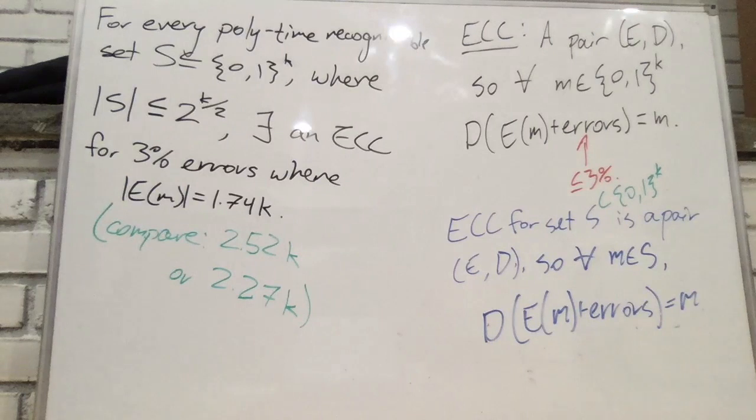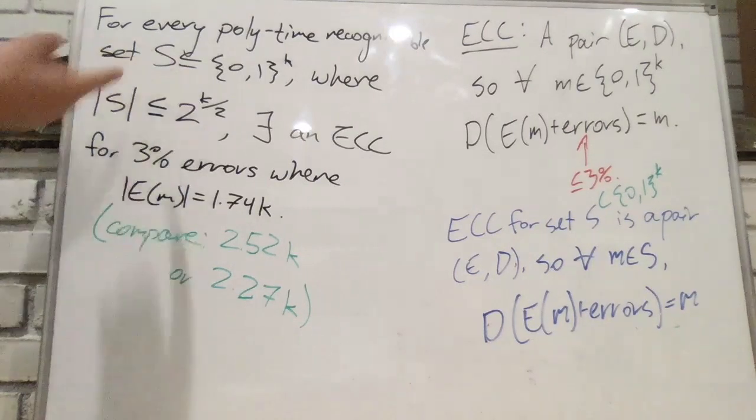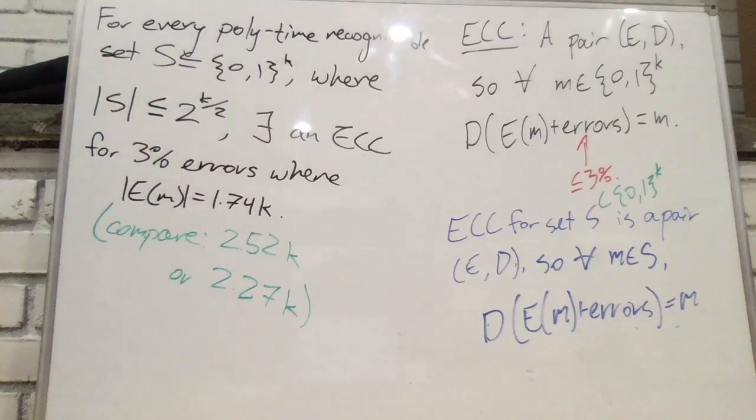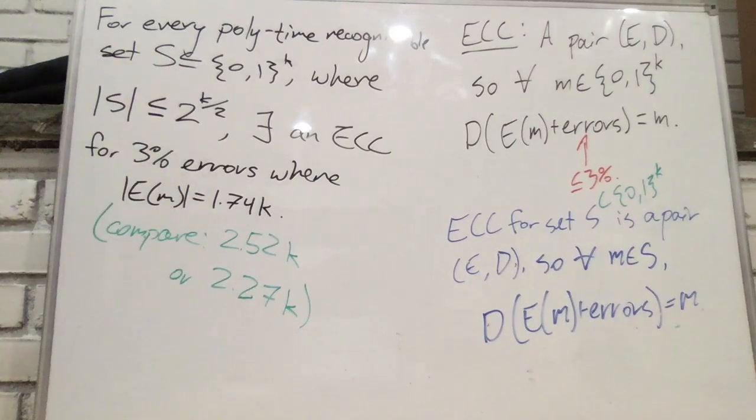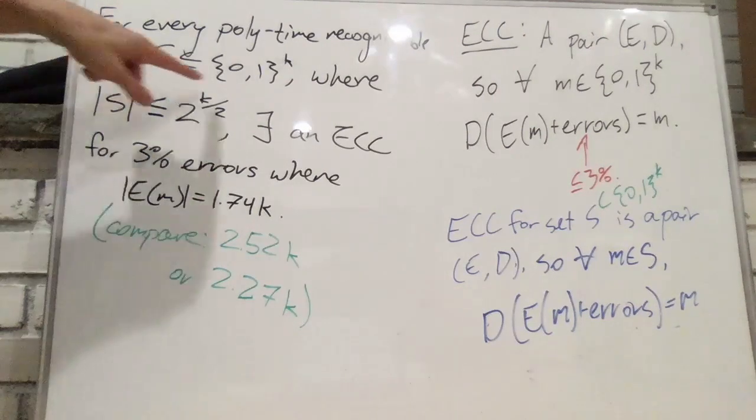It's telling us that for every polynomial time recognizable set S, where S is small enough, there's an error correcting code for up to 3% errors where the size of the encoding is 1.74K. And in a second, we'll talk about the exact rates. Roughly the way I think about it is whenever I have an S that's polynomial time recognizable and small enough, I have an error correcting code for S that's much better than just encoding the whole space 0, 1 to the K.